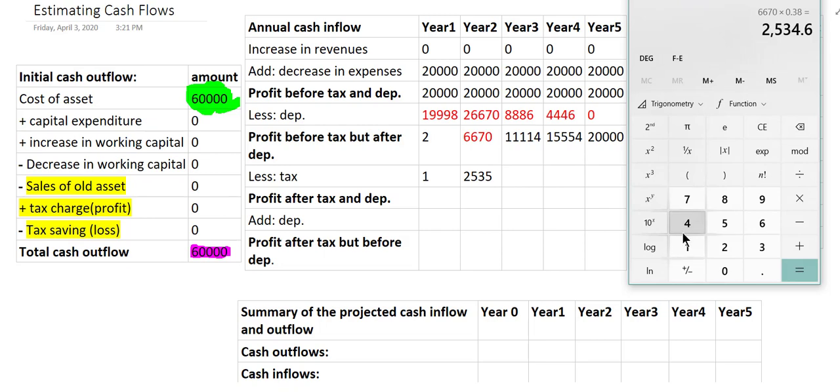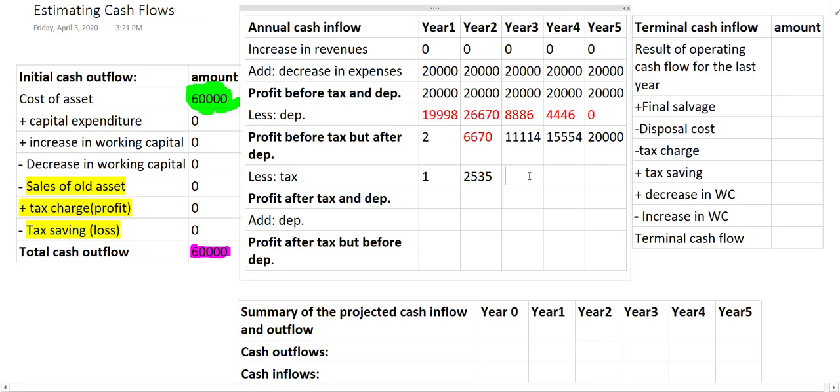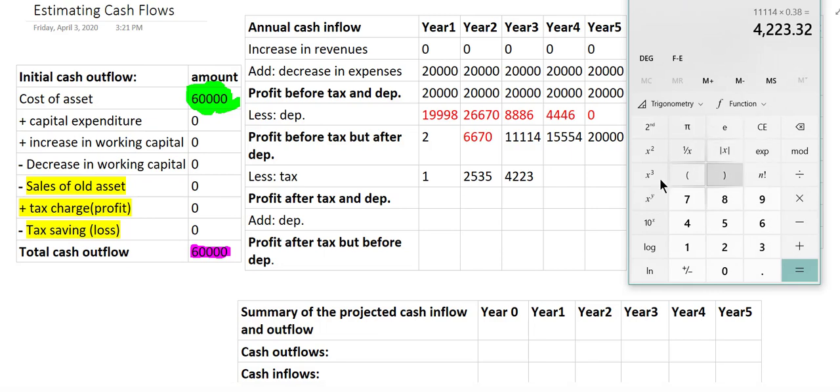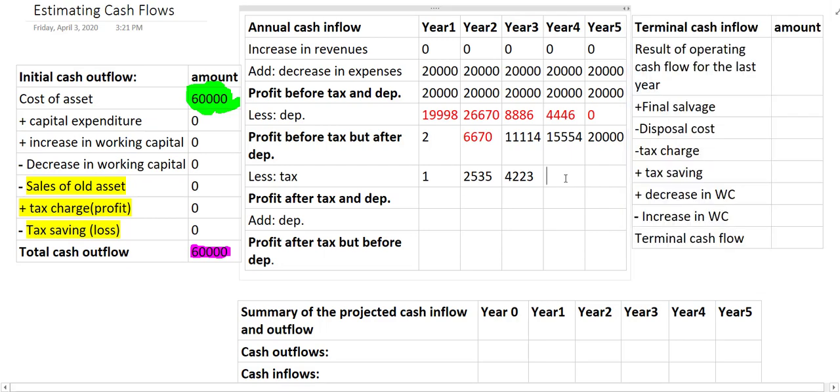So how to calculate? 11,114 multiplied by 0.38, it becomes how much? 4,223. This is the amount. For the next one, calculate the amount of tax. 15,554, this is the amount, multiplied by 0.38, right? Which becomes equal to how much? 5,910, right?